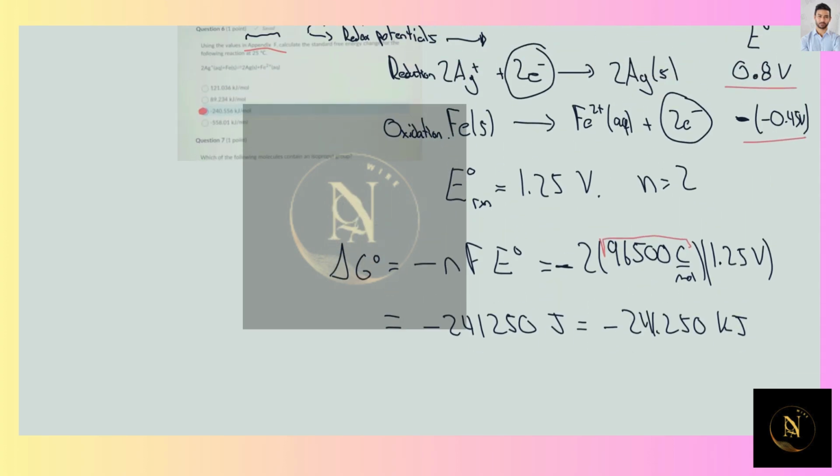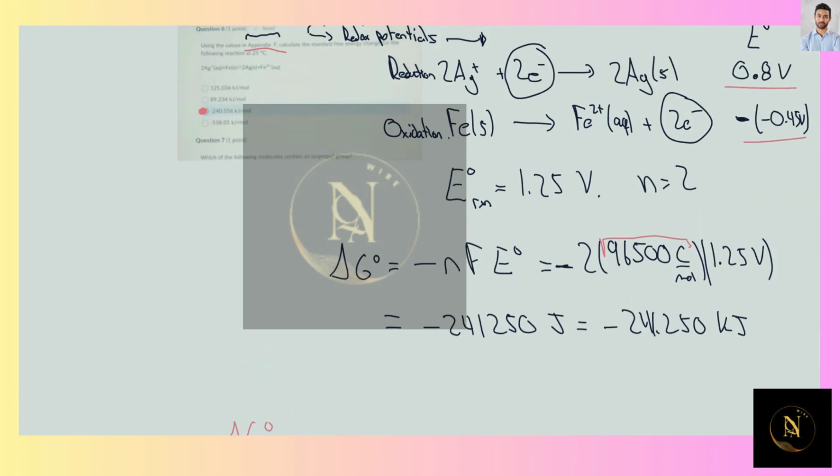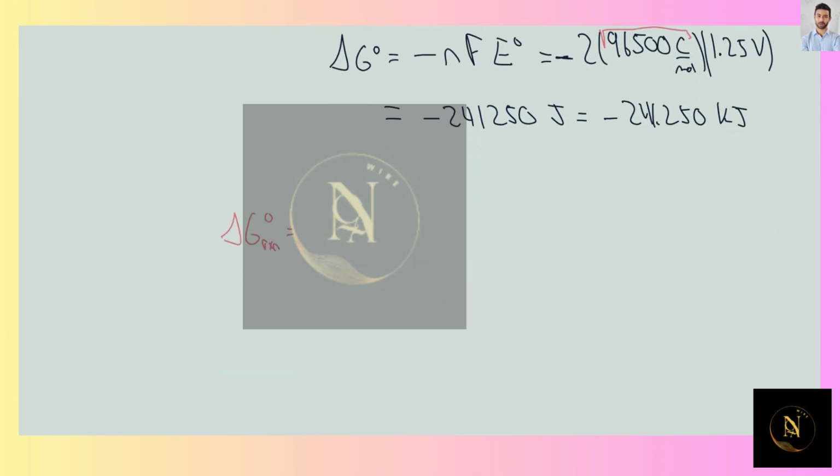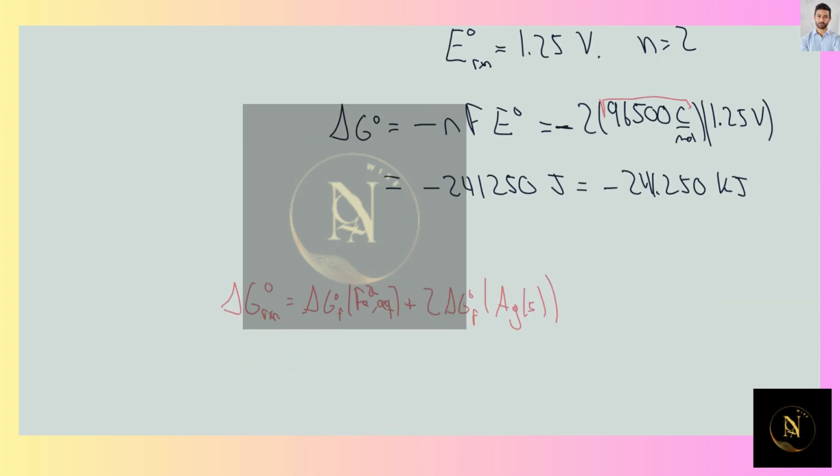Now, in the case that the values in the table are delta G's of formation, the delta G for the reaction would be equal to the delta G of formation of iron 2 plus in aqueous medium plus 2 times the delta G of formation of silver as a solid, minus 2 times the delta G of formation of silver plus in aqueous medium, minus the delta G of formation of iron as a solid.